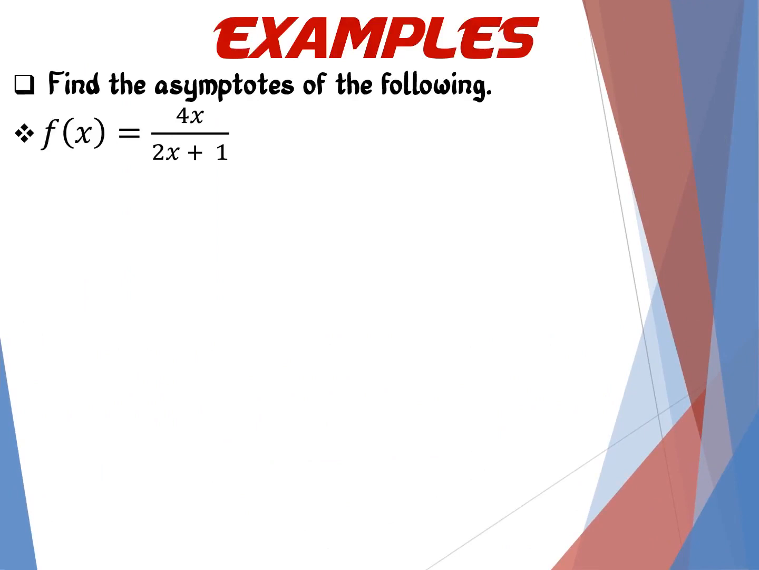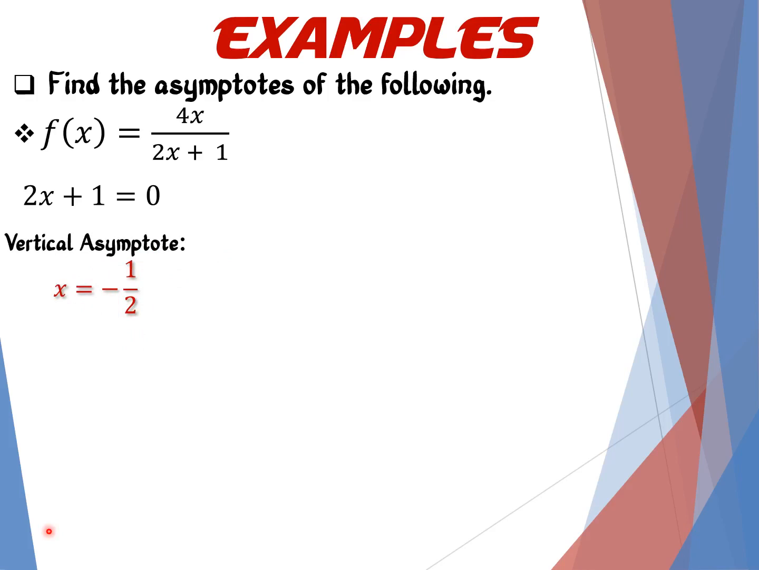Before we proceed to graphing, let us first find the asymptotes of the following. We have f of x is equal to 4x over 2x plus 1. We're going to find the vertical and the horizontal asymptotes. Again, the vertical asymptote is simply the zeros of the denominator that are not zeros of the numerator. Since we have 4x and 2x plus 1, they are different factors. So we get the zeros of the denominator: you simply equate 2x plus 1 to 0 and solve for x. That will be your vertical asymptote, x is equal to 1 over 2. So this is now your imaginary line.